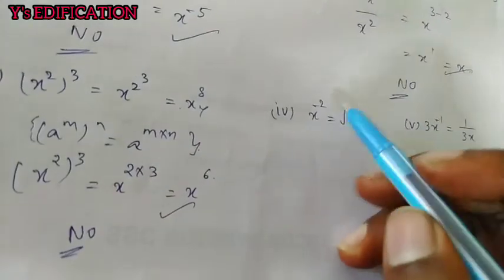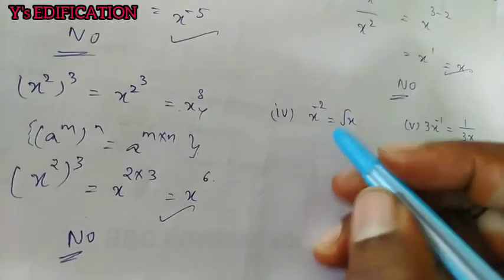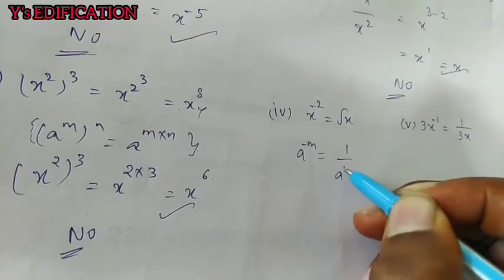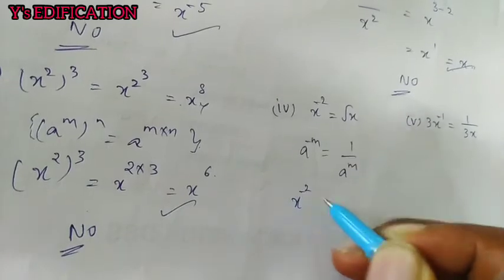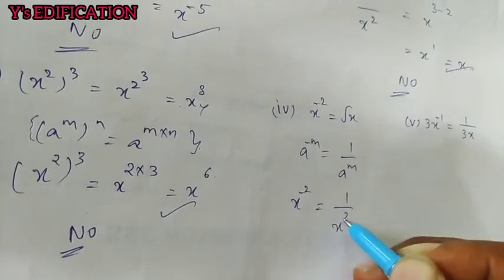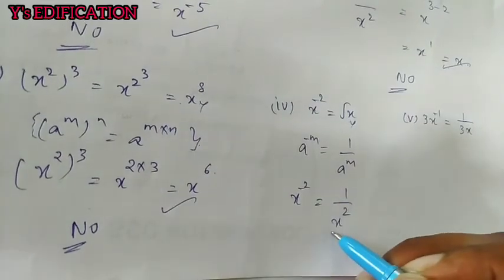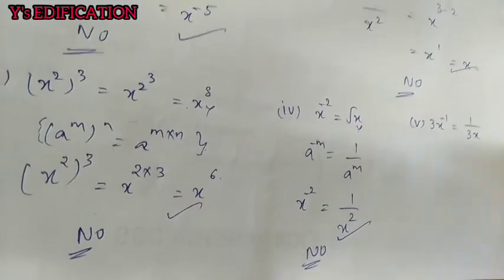Okay. Next one. X power minus 2 is equal to root x. Here we have a formula a power of minus n. What is the formula of a power of minus n? 1 by a power of n. So that means x power of minus 2 will become 1 by x square. But they gave the answer root x. So this is the wrong. So this is the right answer. So this one also we are not agreeing.